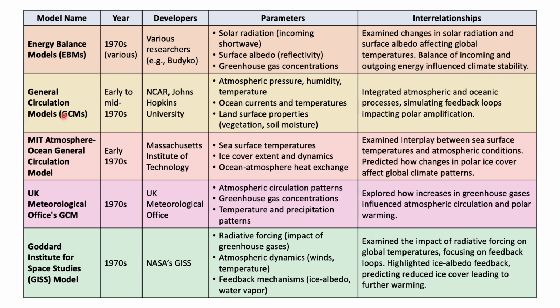What is the general circulation model? It was developed in the 1970s. Here the parameters used were atmospheric pressure, humidity and temperature. Ocean currents and temperatures were also used.